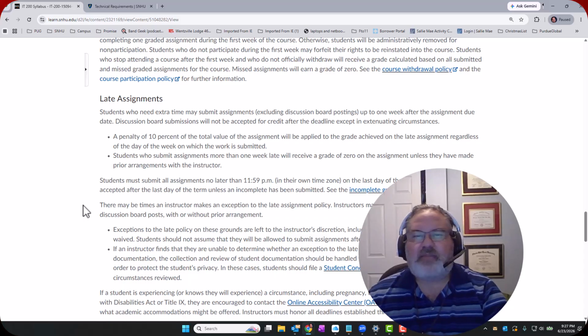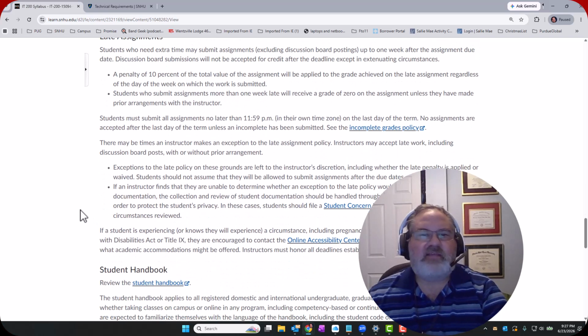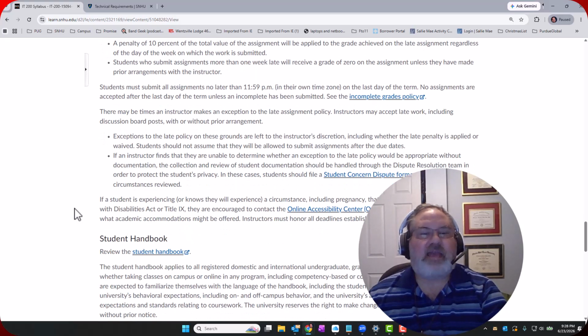There may be times an instructor makes an exception to the late assignment policy. Instructors may accept late work, including discussion board posts, with or without prior arrangement. Exceptions to late policy on these grounds are left to the instructor's discretion, including whether the late penalty is applied or waived. Students should not assume they will be allowed to submit assignments after due dates. Again, you need to talk to me. We'll work through those and go through that process.